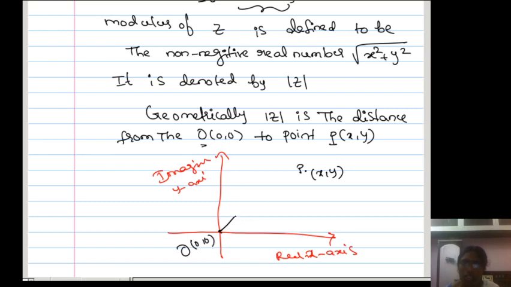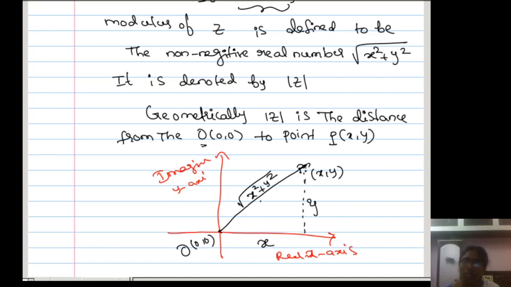Now what is OP? OP is under root x square plus y square. You know the distance formula, no? The length along the real part is x. So here it is x. And y is the distance from here to here. So now what is OP here? Under root x square plus y square. You get this by Pythagoras.